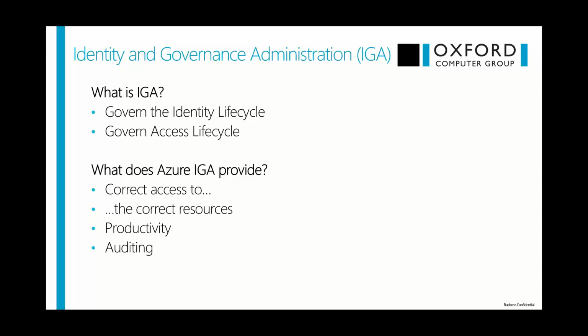So what does Azure IGA provide? It provides the correct access to the correct resources inside of Azure AD and Azure. It allows for productivity, so you can have self-service without heavy administrative overhead. It can provide just-in-time access. And then auditing, where it can show when access was given and by whom, and when it was added or revoked.